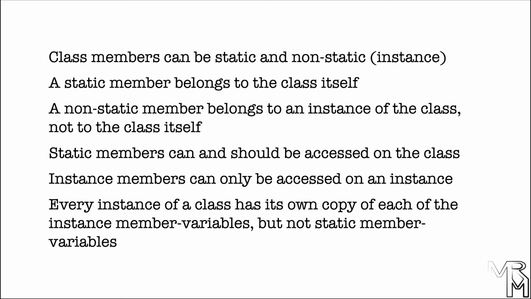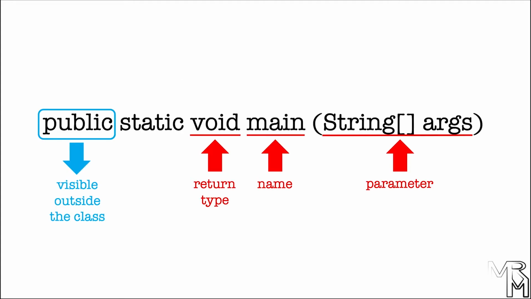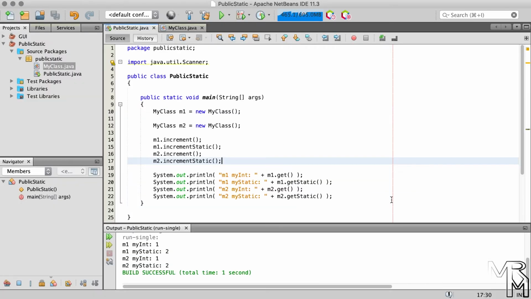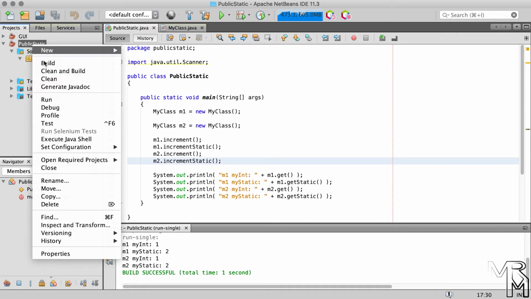So the main method that serves as an entry point to a Java program is public, which means that it's visible outside the class, and it's static, which means you can call it on a class. Now let me show you one of the possible usages for static members. Let's close the public static project by right-clicking on it and choosing Close, just to put it away.